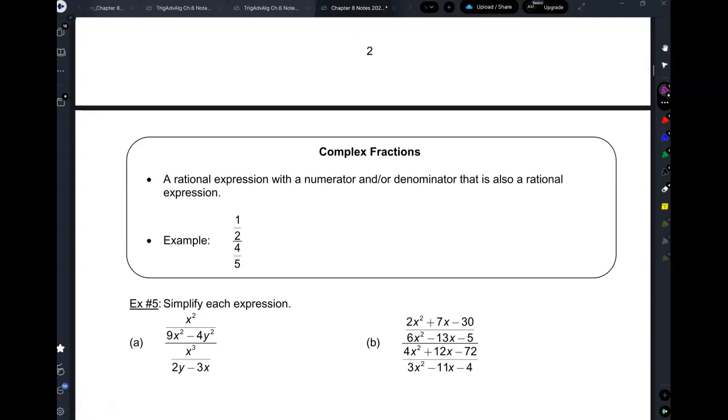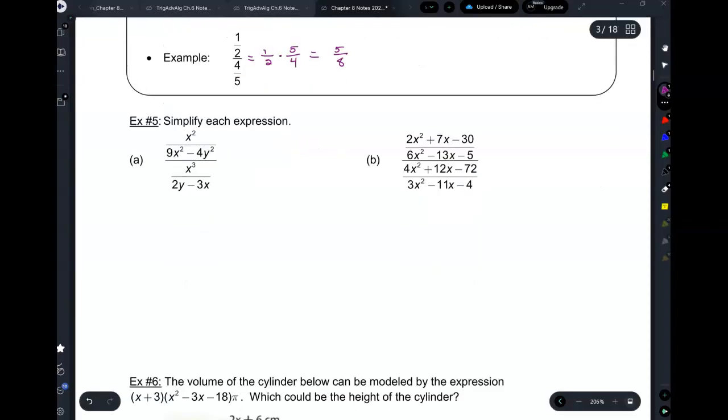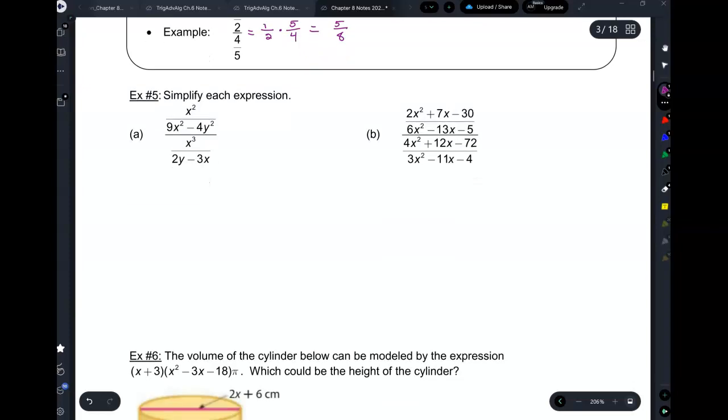A complex fraction is basically two fractions divided by each other, right? So when you have a numerator with a fraction and a denominator with a fraction. And like we discussed before, if you have 1/2 divided by 4/5, this is going to be 1/2 times 5/4, the reciprocal, so it'll just be 5/8. So that's what we can do here. I have one fraction on top and another fraction on the bottom.